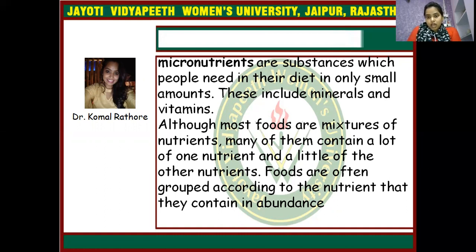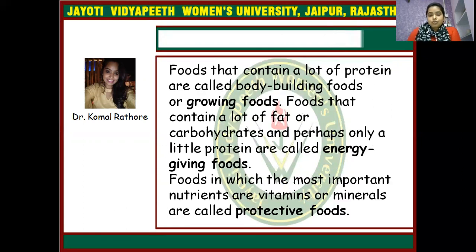Although most foods are mixtures of nutrients, many of them contain a lot of one nutrient and a little of the others. So foods are often grouped according to the nutrients that they contain in abundance. Foods that contain a lot of protein are called bodybuilding foods or growing foods. Foods that contain a lot of fat or carbohydrate, and perhaps only a little protein, are called energy giving foods. Foods in which the most important nutrients are vitamins and minerals are called protective foods.